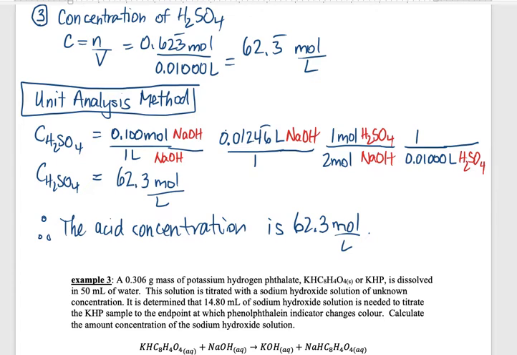Okay, so there's formula method and unit analysis. So I stack up the concentration of the base, stack up the volume of the base. Then you'll see that the volumes will cancel out. And then the moles of sodium hydroxide cancel out, and that leaves the moles of sulfuric acid with the liters of sulfuric acid. So we know we have the right units left. We know we're calculating it correctly. So there is the final acid concentration.